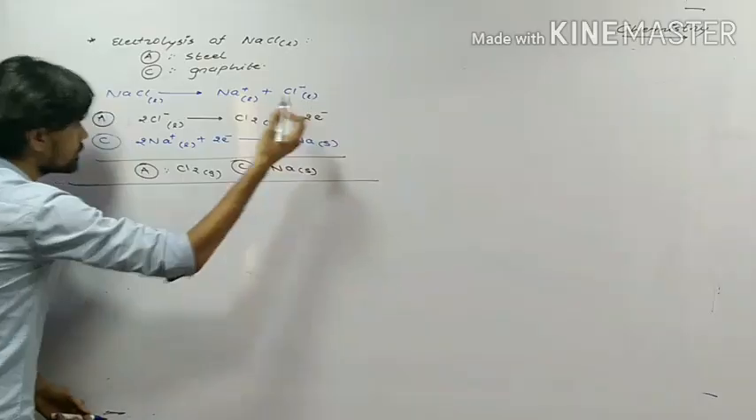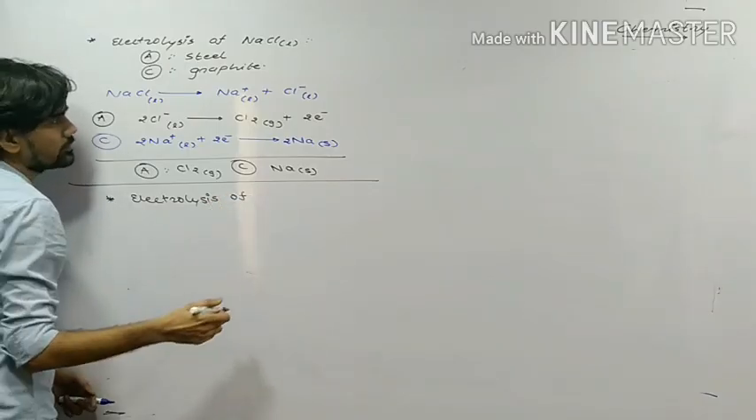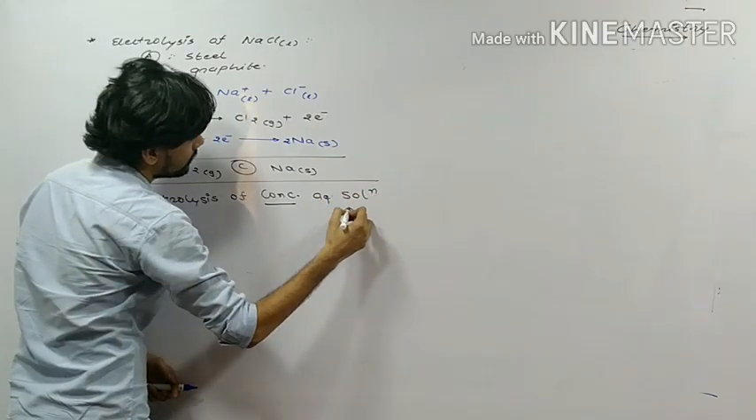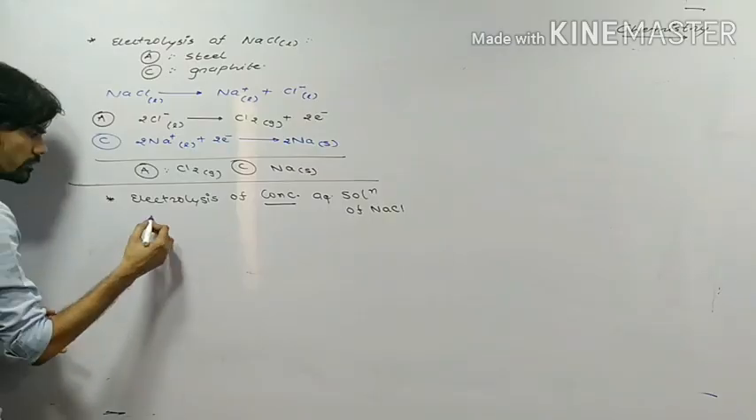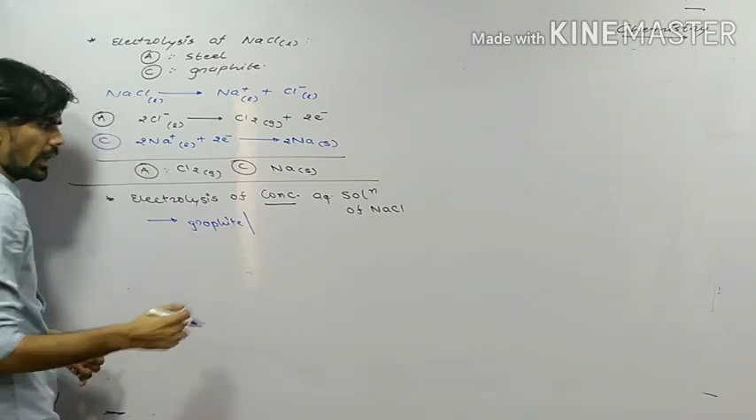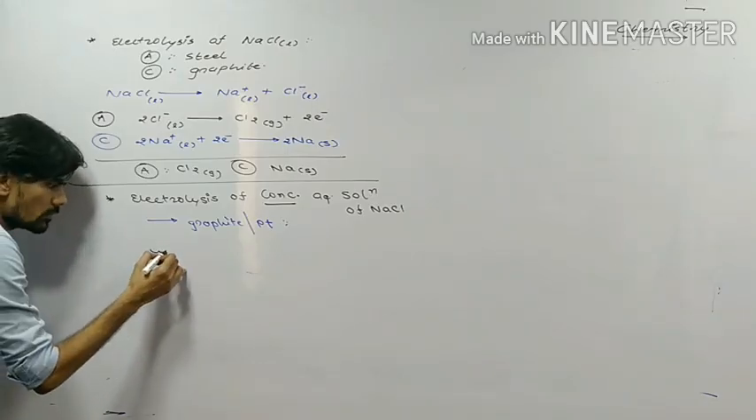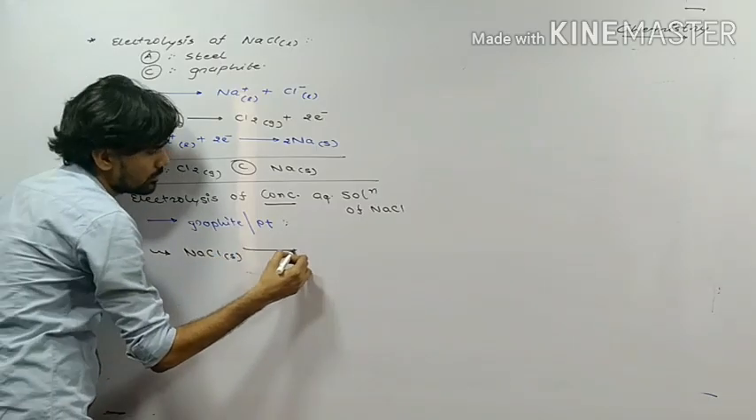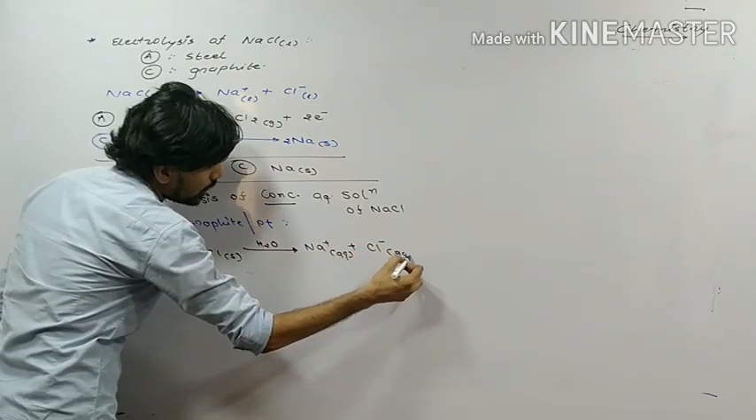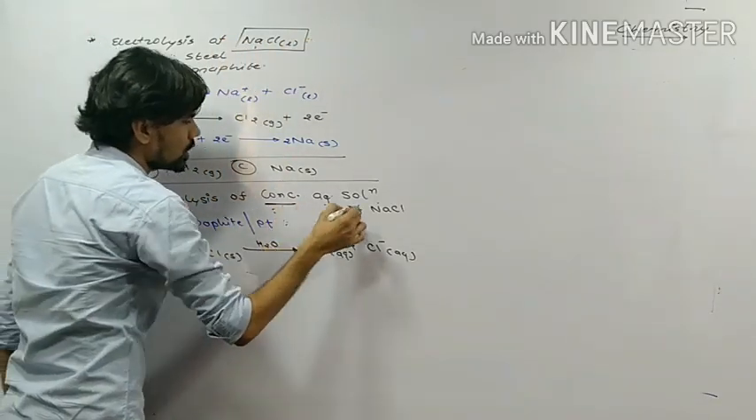But if you are doing electrolysis of a concentrated aqueous solution of NaCl with the help of graphite or platinum electrode, NaCl solid in H2O will give Na+ aqueous and Cl- aqueous, a concentrated aqueous solution, different from molten NaCl or fused NaCl.